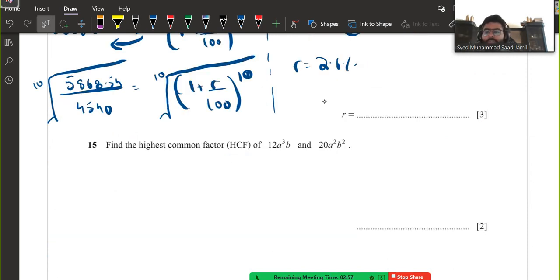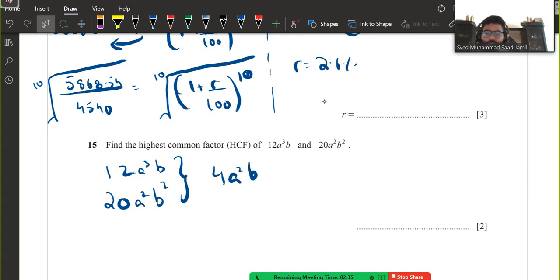So next question is: find the highest common factor, HCF, of 12a cube b and 20a square b square. Simple. Whenever you have HCF, just take out the commons. It's as simple as that. First of all, 12 and 20 both come in the table of 4, which is the highest number. Then you have a square common, and then you have b common. You can't take b square because 12a cube has b only, not b square. So your HCF is 4a square b. So that's how you do it.